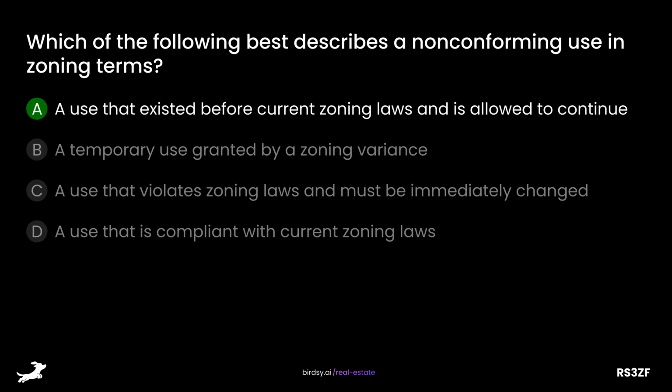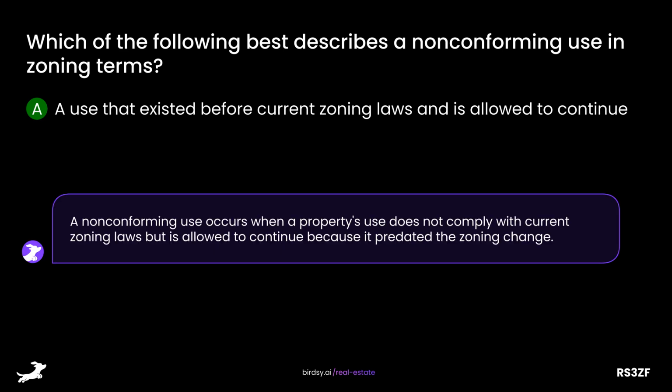The answer is A, a use that existed before current zoning laws and is allowed to continue. A nonconforming use occurs when a property's use does not comply with current zoning laws but is allowed to continue because it predated the zoning change.